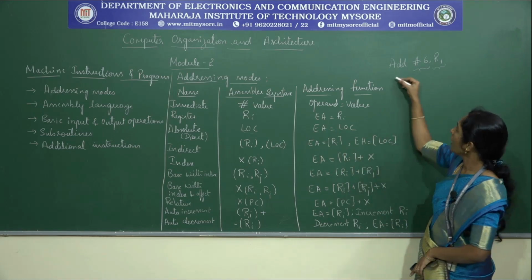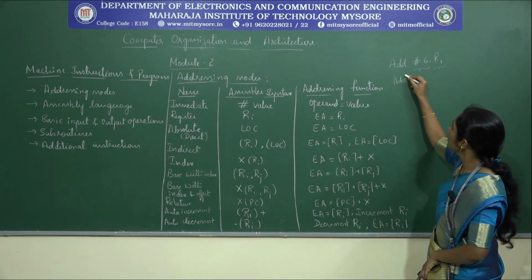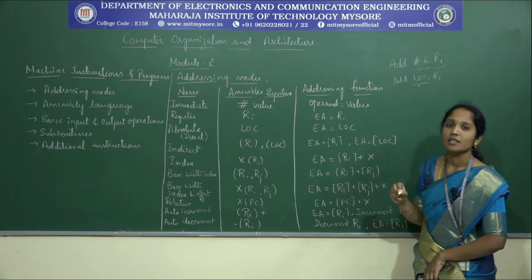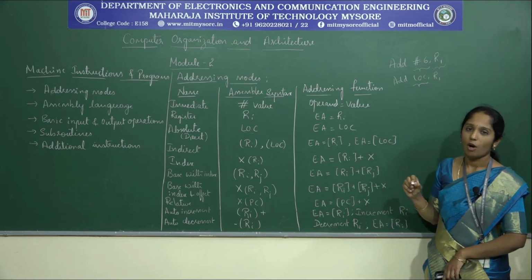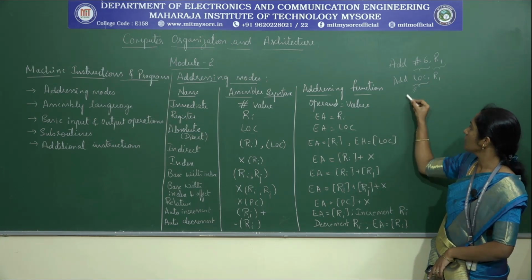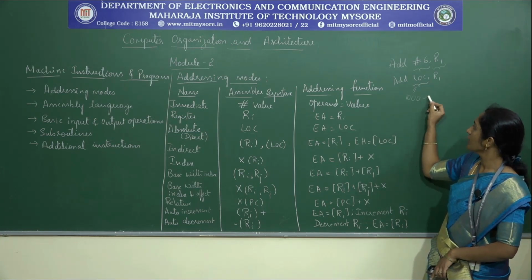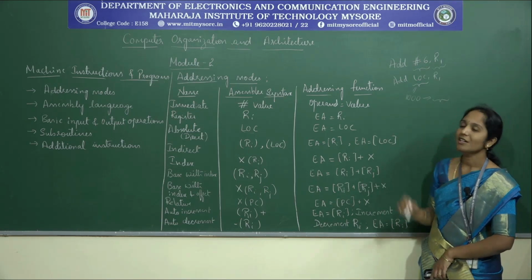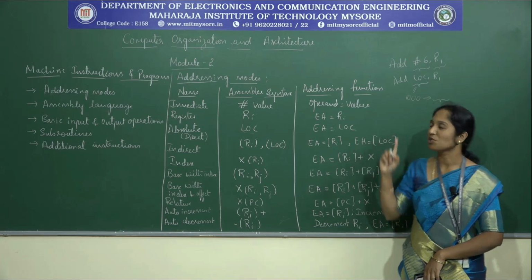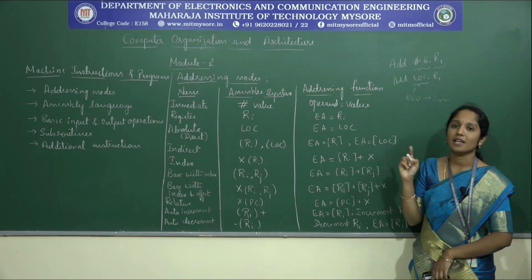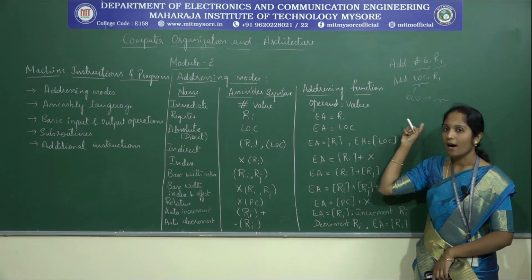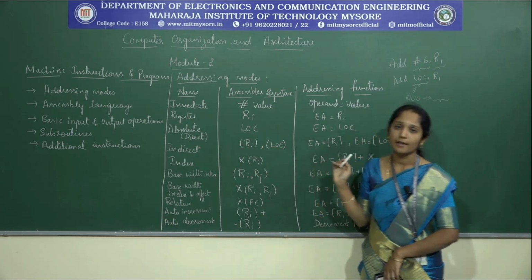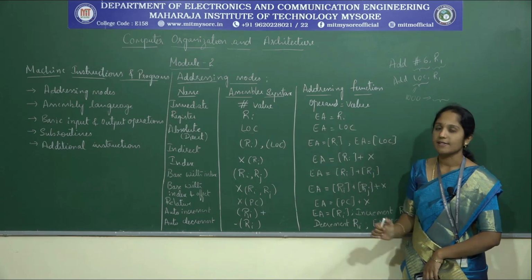If you write an instruction add LOC, R1, LOC is nothing but the memory location of the operand. If the memory location is, say, 1000, then the value we have there is the value of the first operand, which is to be added with the value of the second operand present in the register R1. So this is the absolute or direct addressing mode.